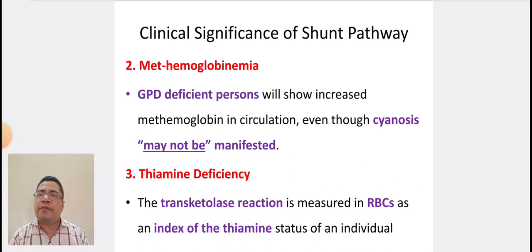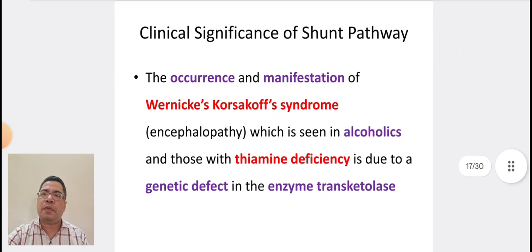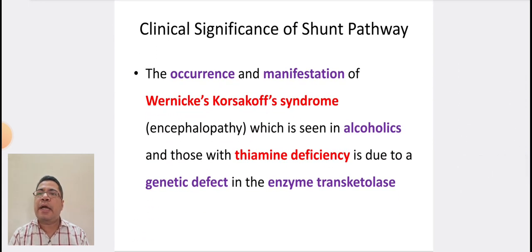Third point is thiamine deficiency. The transketolase reaction is measured in RBCs as an index of thiamine status of an individual. The occurrence and manifestation of Wernicke-Korsakoff syndrome, that is an encephalopathy, which is seen in alcoholics and those with thiamine deficiency, is due to a genetic defect in the enzyme transketolase.